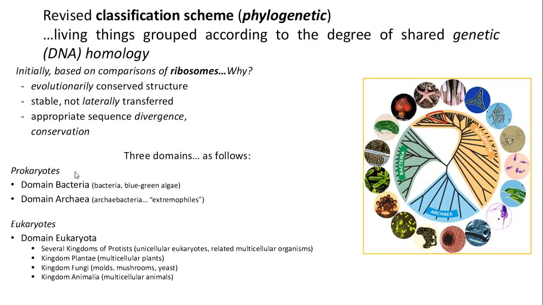All right, so we've lumped it now into three main domains. You've got prokaryotes, which include domain Bacteria and domain Archaea, which are these extreme bacteria. And then the third domain, under eukaryotes, is domain Eukaryota. And this is protists, plants, fungi, and animals.